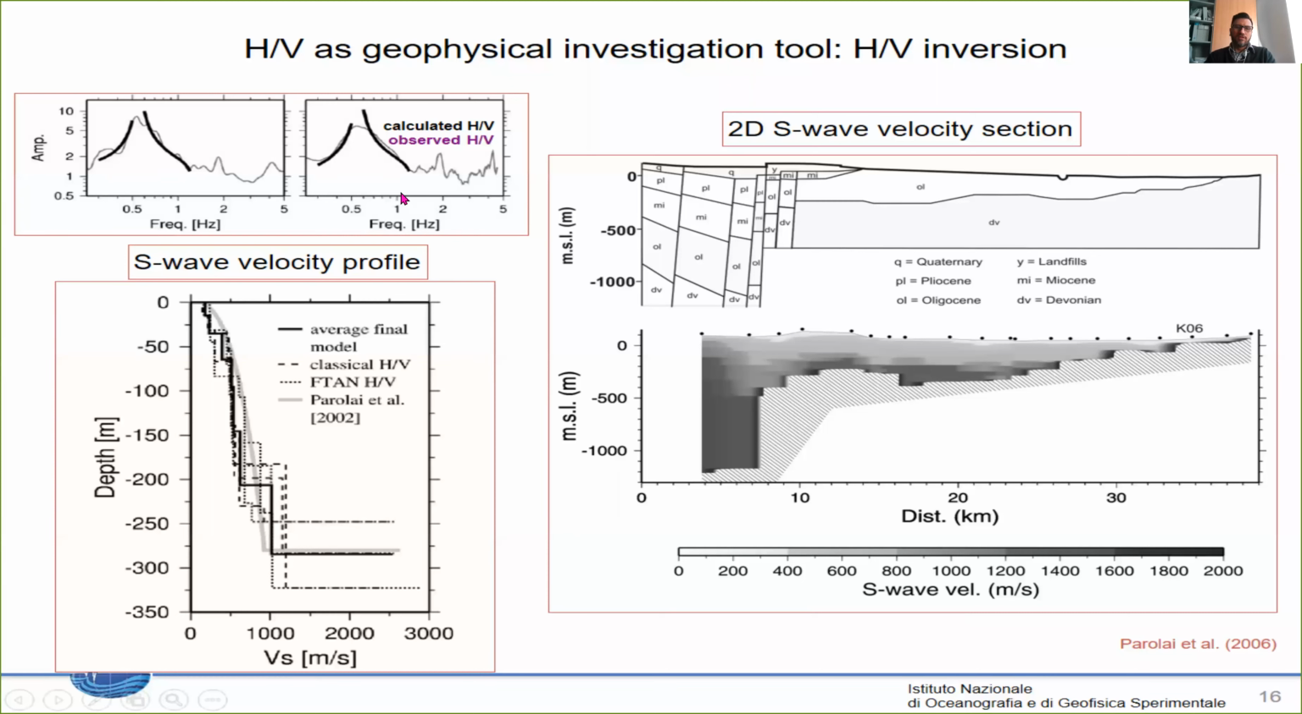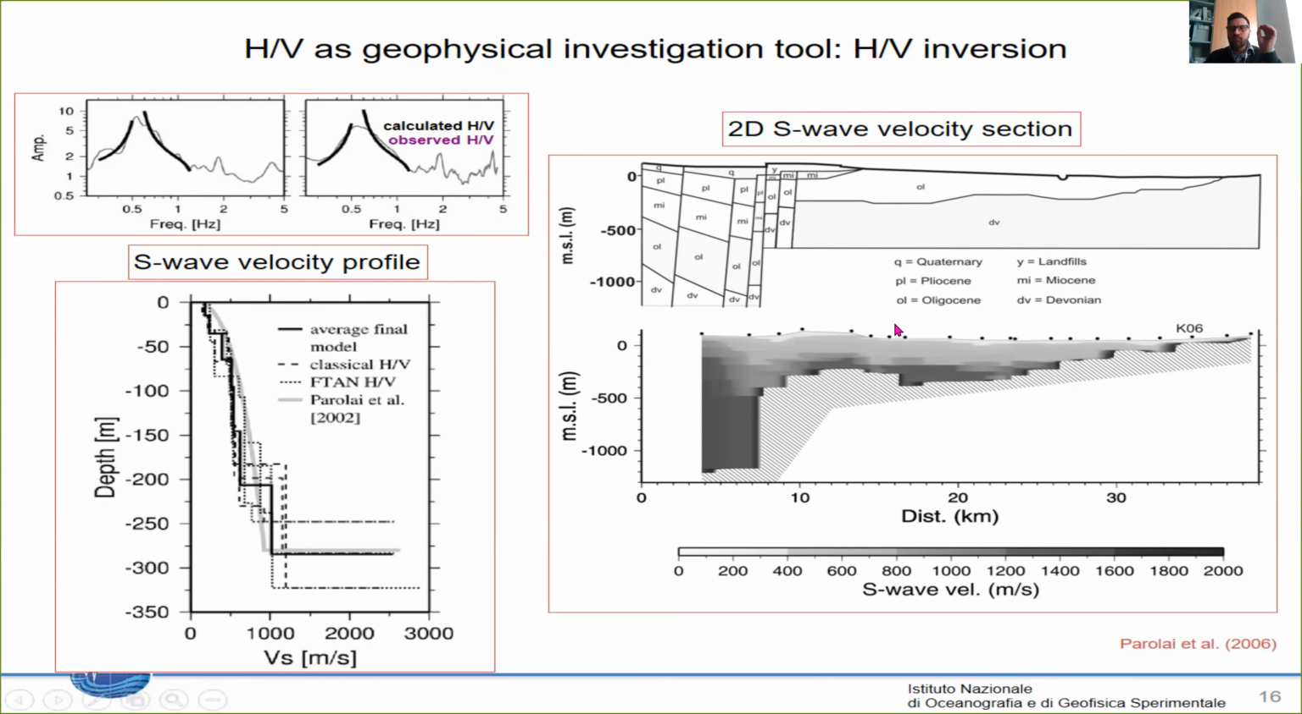So this is just an example now of inversion of H over V. You see, we have observed H over V. In black, we try to calculate an H over V for a standard profile. We did it here using different methods, and we had some constraint. We are again in the area of Cologne that I showed you before. We had some constraint on the thickness of the sediments that we obtain from the relationship obtained using Borel data.